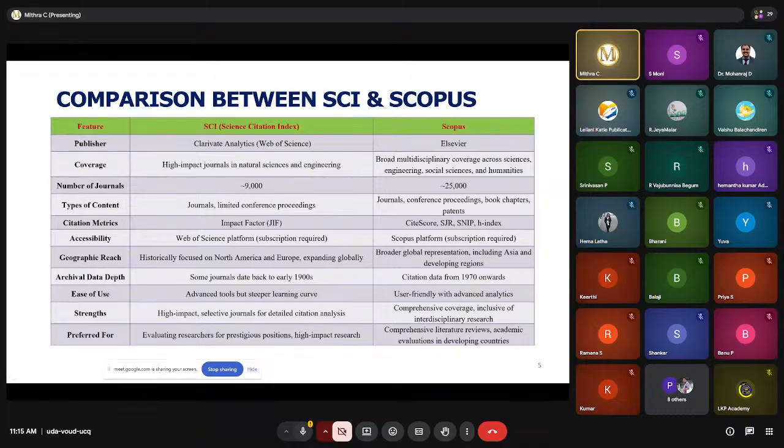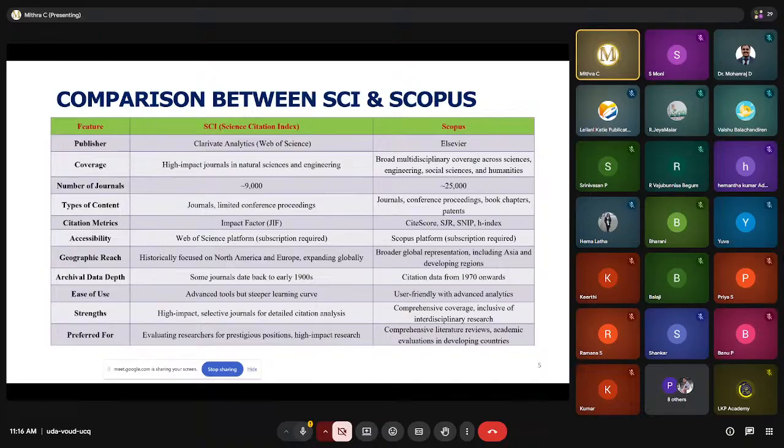Ease of use is about how the tools work. The tools in Web of Science are a little complex and feature rich, with advanced features, and may not be suitable for all users. That is the ease of use, advanced tools and technologies. In Scopus it is very user friendly, with advanced analytics, like the author's graph, and whether someone is the first author or last author, all these will be denoted there.